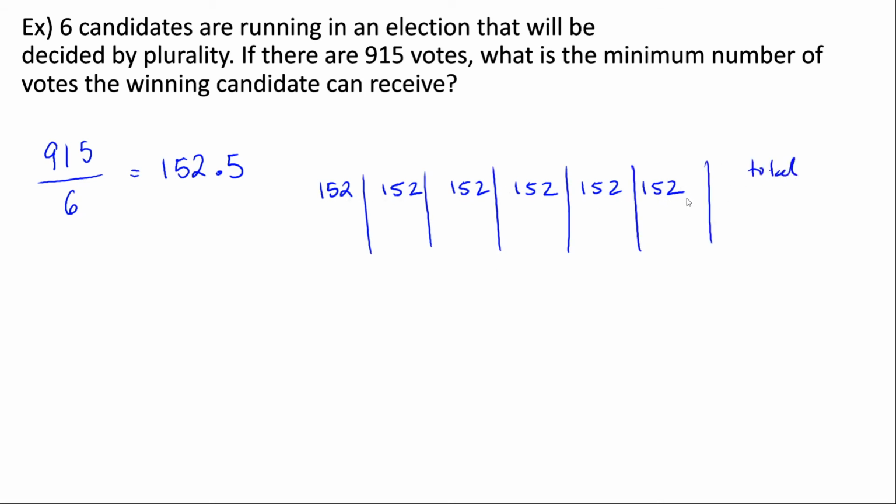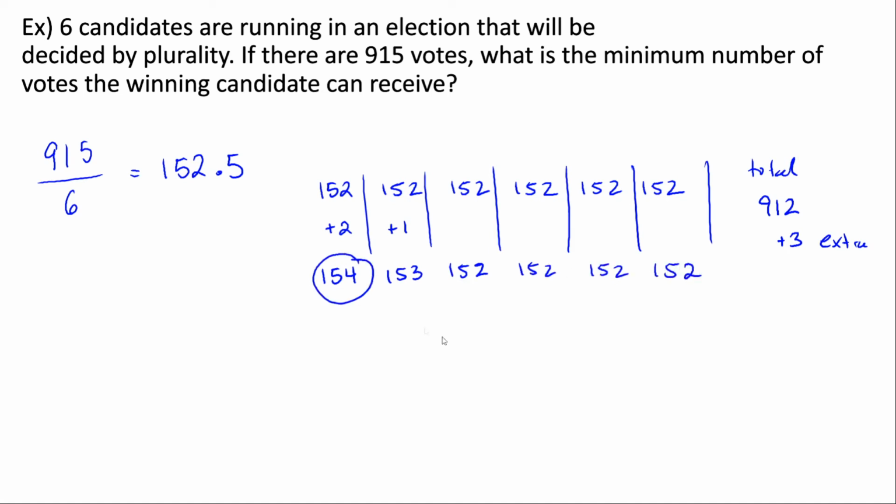And if we add all of these up, that gives us a total of 912 votes, which means we have 3 extra votes. So these 3 extra votes we need to play around with. You may have tried a few different things. The solution that works, to get the smallest number of winning votes, is if we add 2 of the extra votes to one candidate and then 1 of the extra votes to another candidate. This will give us 154, 153, and a bunch of 152s. So 154 is the minimum number of votes needed to win this election with plurality.